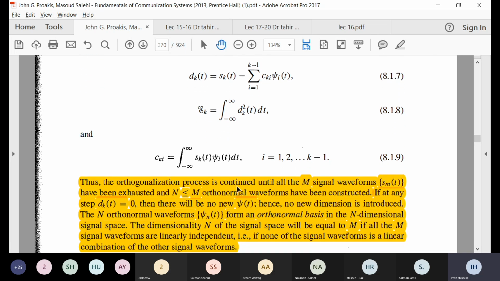So this process will continue until all the m signals have been exhausted. So you might get normalized vectors equal to m or less than m, because you will find that there will be some signals which will be totally dependent on the previous orthonormal vectors. Alright, so they will be totally dependent, hence the dk will be 0, hence they will have no error or no quantization error.